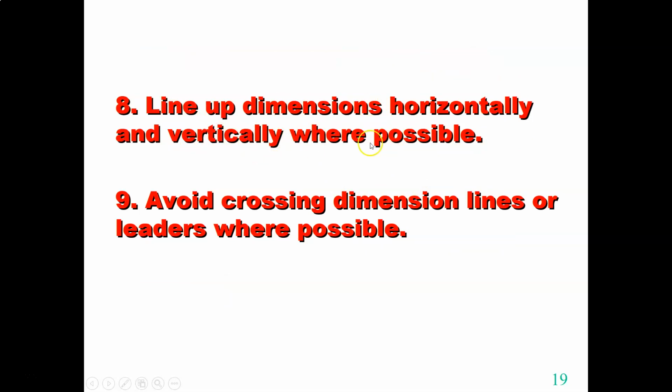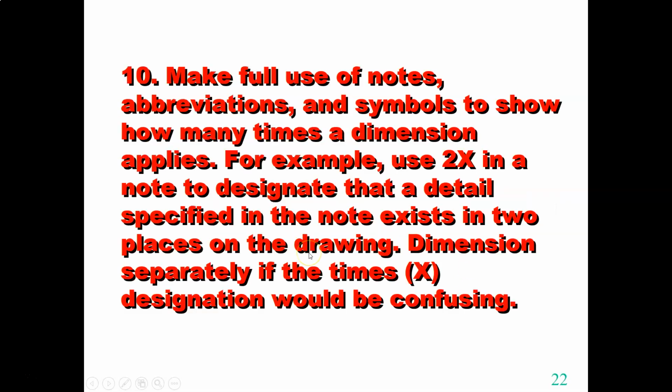This is called chaining dimensions. So you always want your dimensions, if you've got several in a row, you want them in a chain going across to where they look like they're all in one line. And don't ever cross a dimension line with a leader. Okay? If you'll use these notes, it'll be a lot easier to understand.